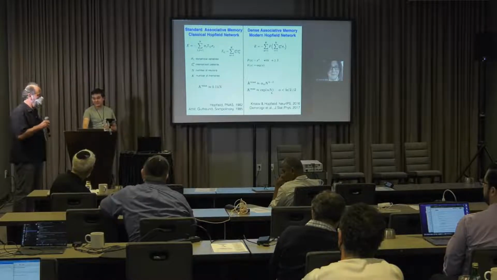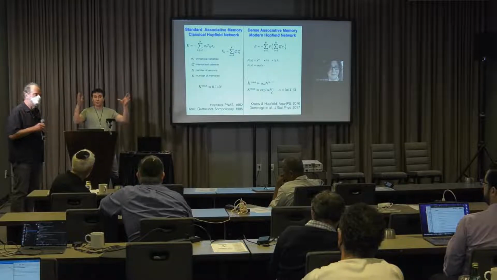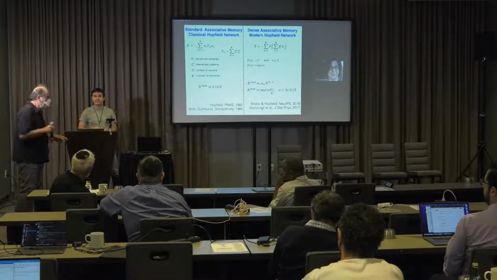These folks actually quantified the sizes of the basins of attraction, and they rigorously prove that they are capital O of n. So it's the same as in classical Hopfield.